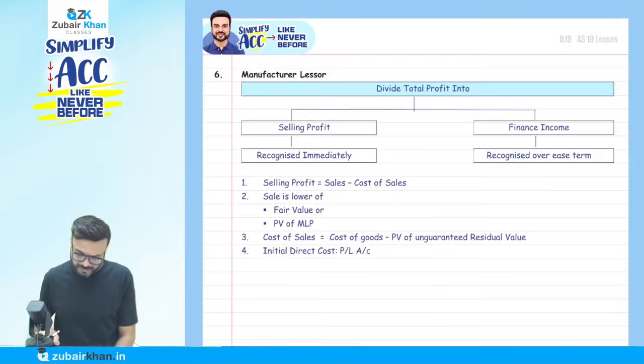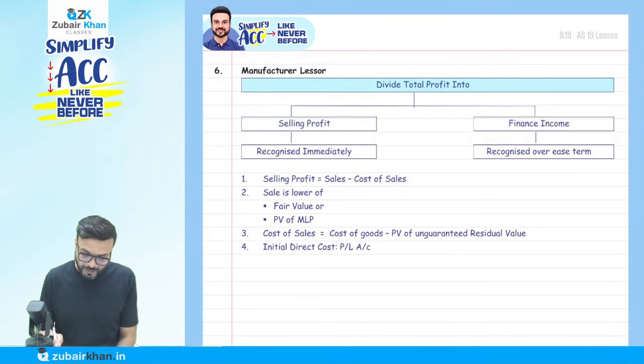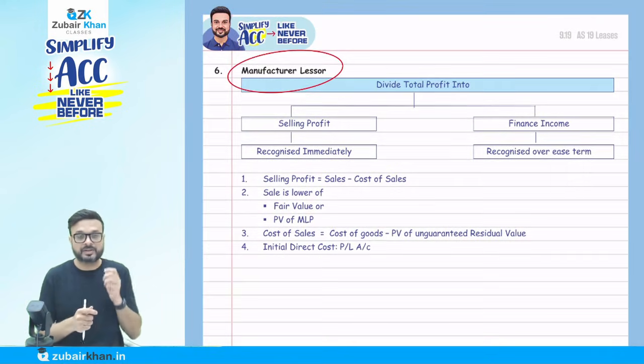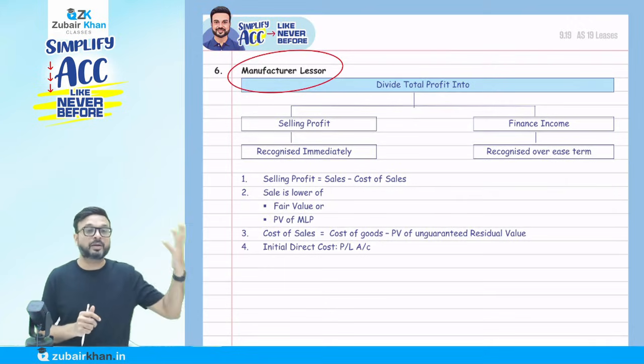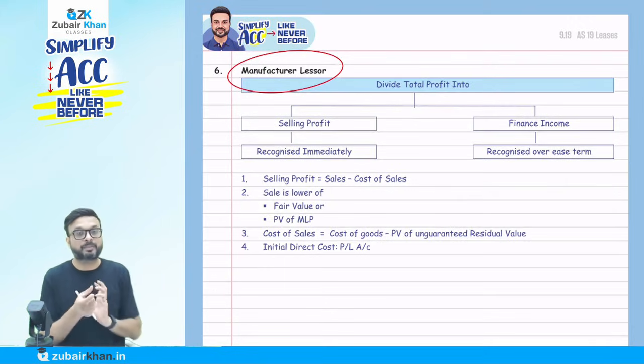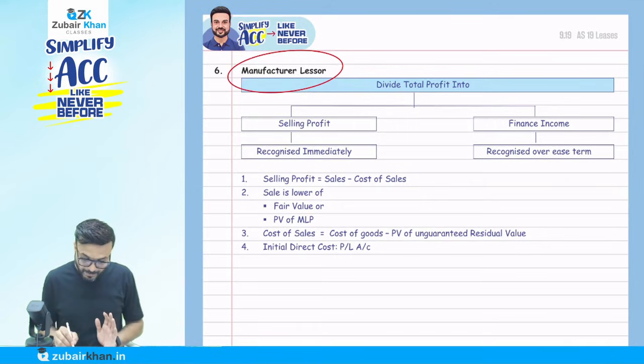I will go to the question. Just one more concept, let me discuss with you. We call it the manufacturer lessor. Sometimes the lessor himself manufactures the asset and sells the asset. But when they sell the asset, if the payment is going to be made over a longer period of time, there is an interest component in that. So they say selling profit.